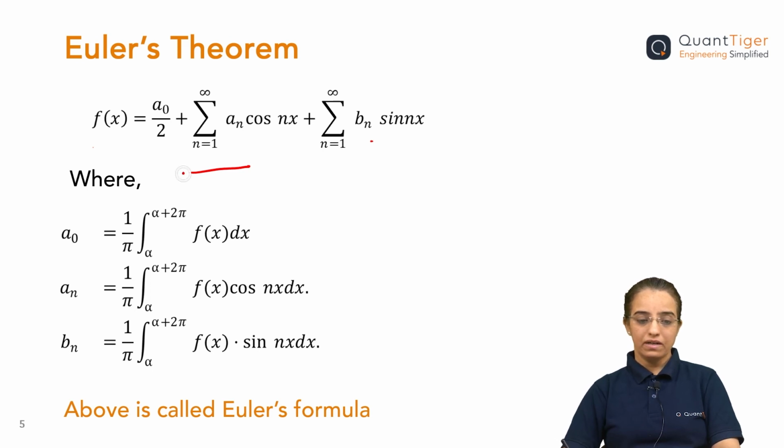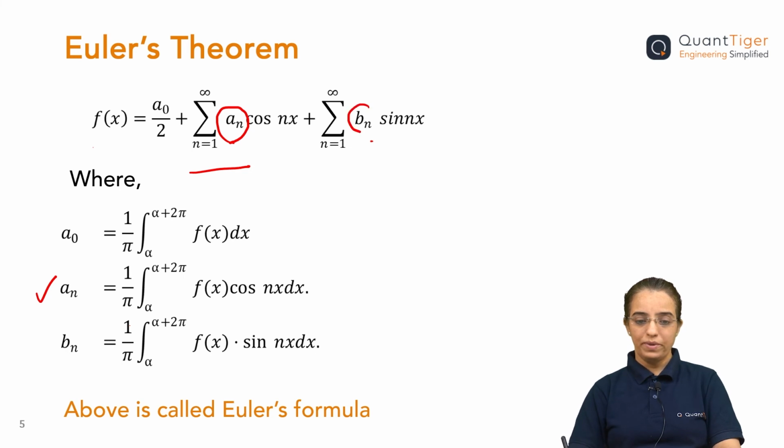Now, here what is a0, what is an and what is bn, that I have taken here. So a0 is nothing but we can assume the limit from alpha to alpha plus 2 pi, this is an assumption, and we have to integrate the given function within that limit. And an is equal to 1 upon pi integration within the same limit again, f of x cos nx. This is the value of an written here; if we want to find it, then we will use this formula.